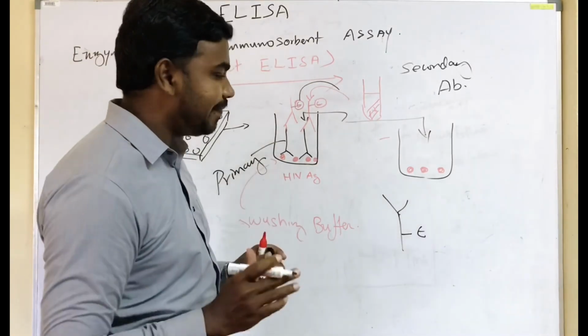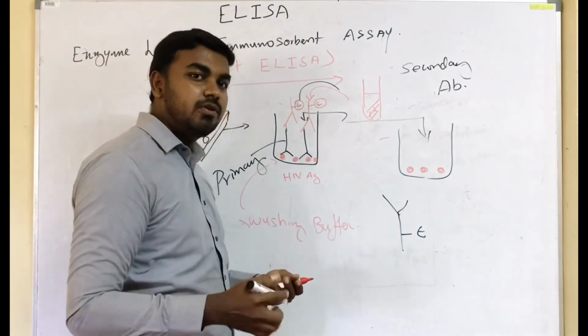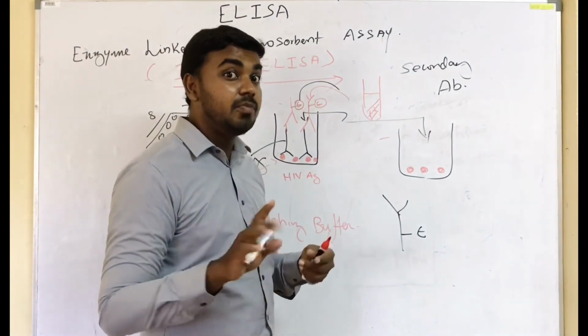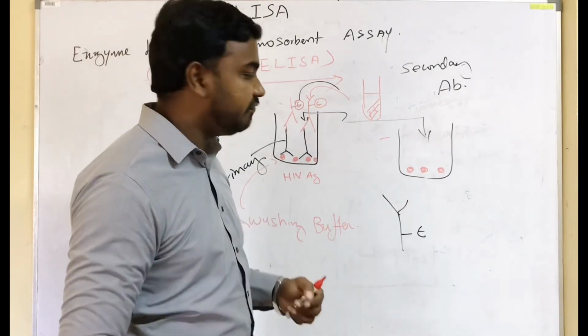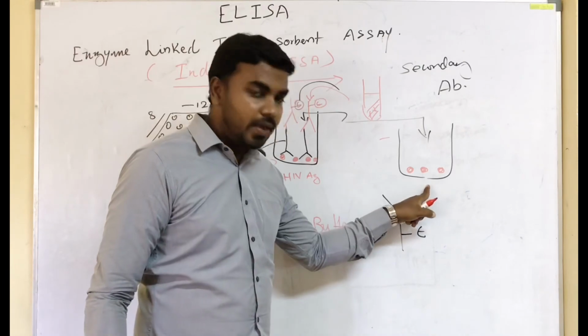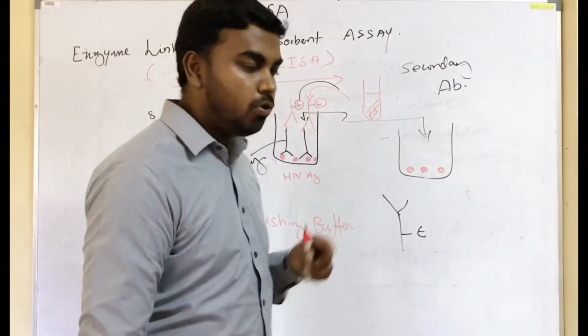So always remember indirect ELISA, in the microtiter plate inside only antigens will be present. For some other techniques, antibody will be present. So don't get confused. Indirect ELISA, inside the well you can only see the antigens. So I hope you got clear.